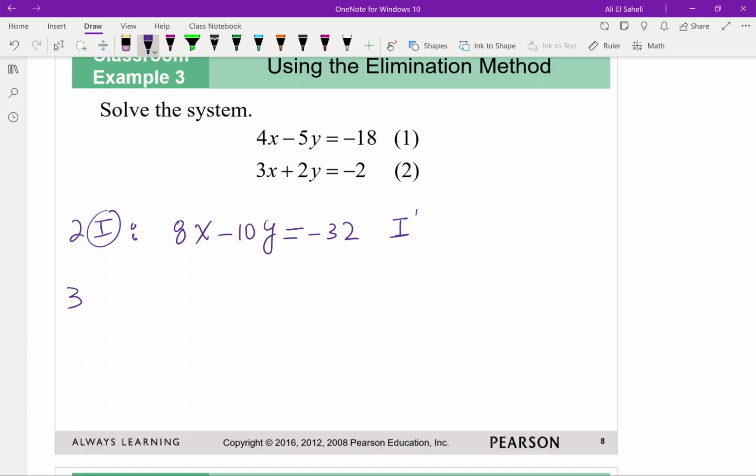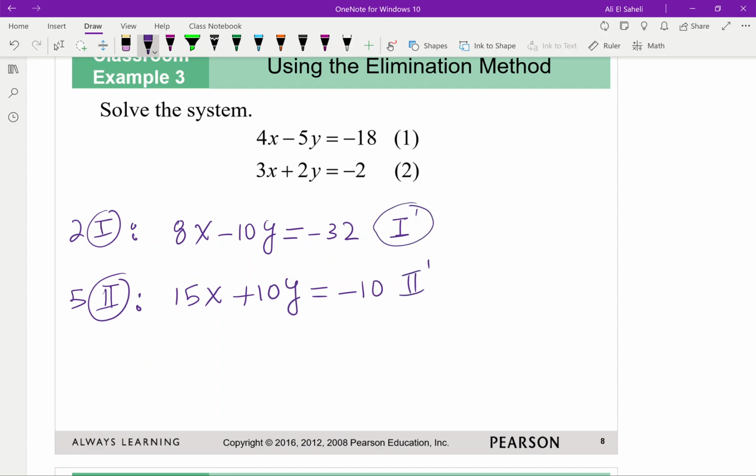Multiply equation 2 by 5. So 5 times equation 2. 5 times 3 is 15x. 5 times 2 is 10y. 5 times minus 2 is minus 10. So that's equation 2 prime. Now we add.